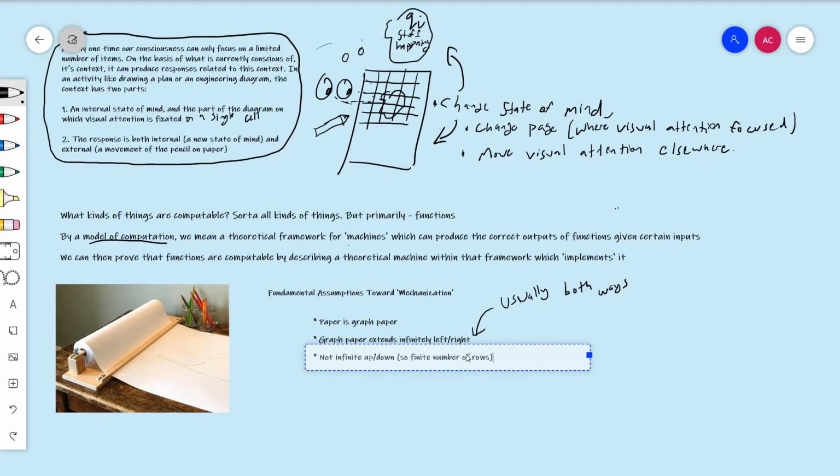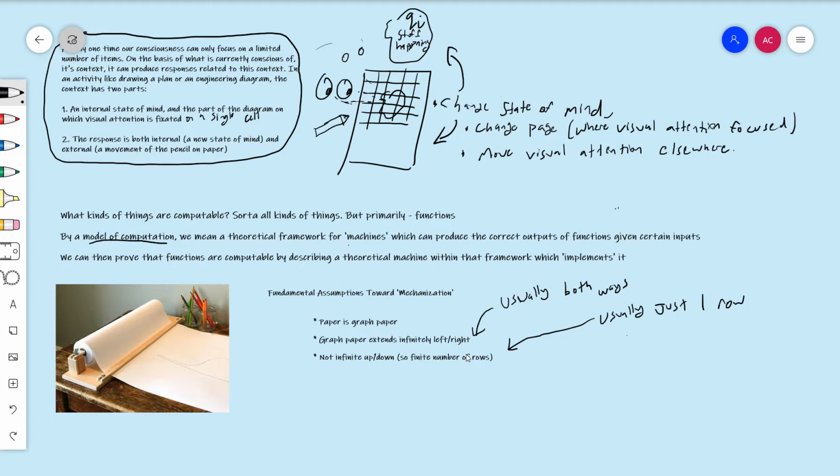Usually the number of rows will be 1. So for the standard model, maybe I'll write that here. Usually just 1 row. And so, at that point, it's barely even graph paper. This is why you might be surprised that I say the word graph paper.